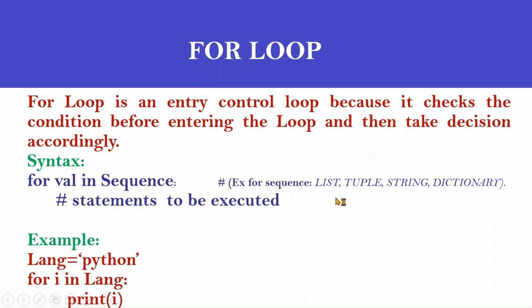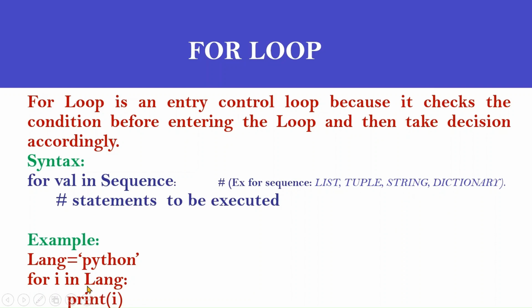In this sequence place you can apply any one of them. We take one by one element from the sequence and put it into this value, and we execute the particular statements till the end. For example, I have written Python and I have written lang as a variable. I am storing this Python in it, and I use the for keyword. Then i is nothing but this value, in is a keyword, and language is a sequence. Here I have taken a string, and the string is stored, and that is called a sequence.